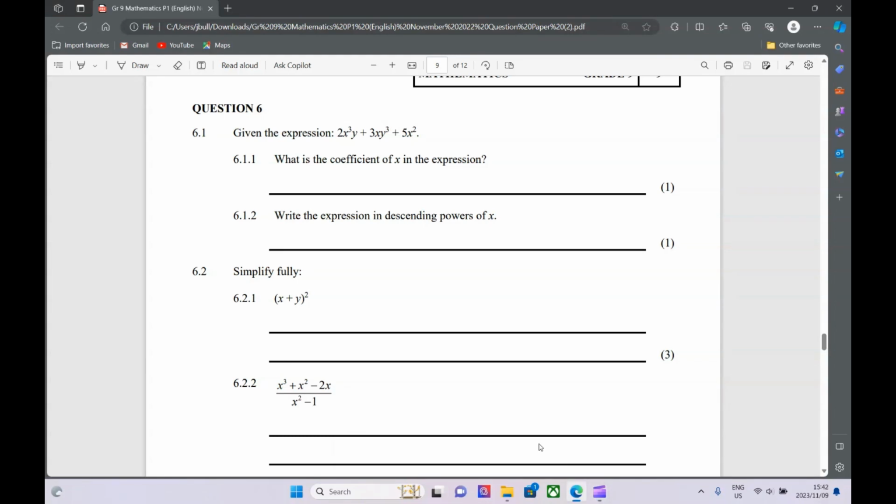Question 6, we have an algebra question. So the first question is, what is the coefficient of x in the expression? So what we've got to do is find x, just x by itself. Okay, so you can see it is in here. And the coefficient of x is everything that's attached to that x.